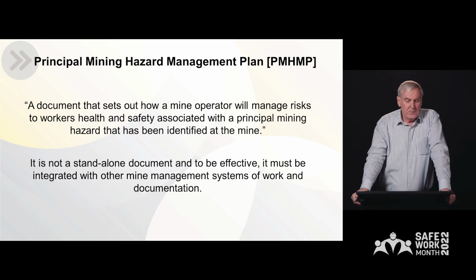operation. The Principal Mining Hazard Management Plan is a document that sets out how a mine operator will manage the risks to workers' health and safety associated with the principal mining hazard that has been identified at the mine. It's not a standalone document, and to be effective, it must be integrated into all mine management systems of work and documentation. It outlines how the mine operator will manage the risks to workers' health and safety associated with the principal mining hazard that has been identified.